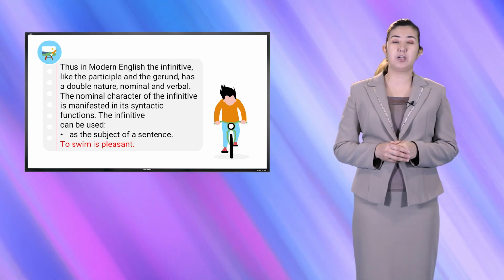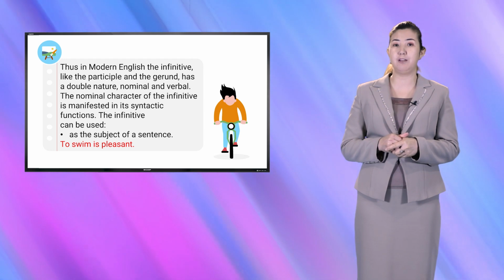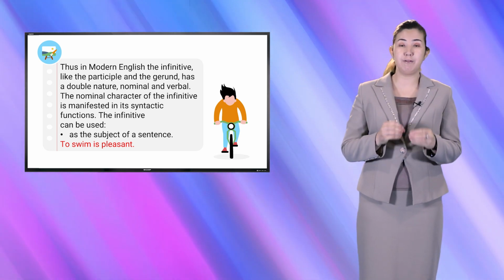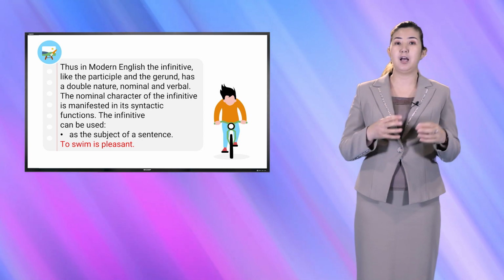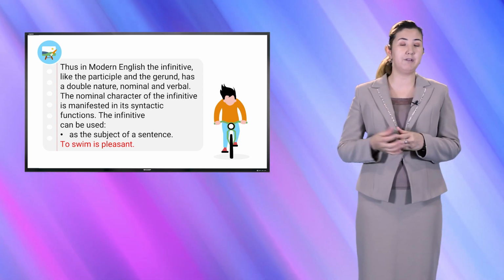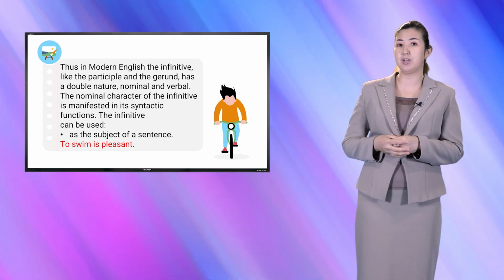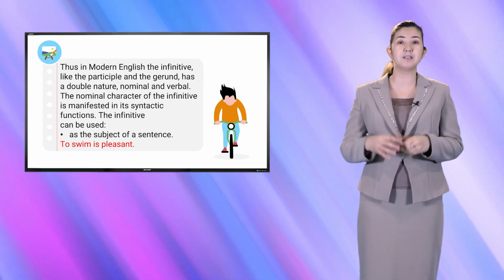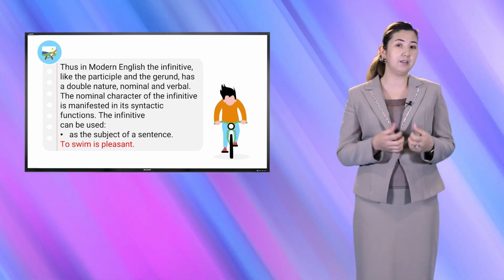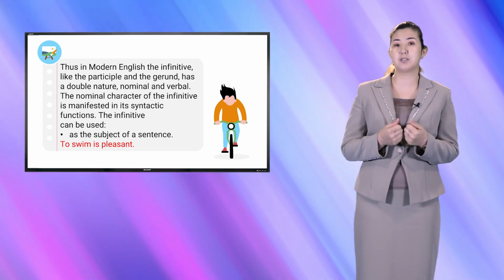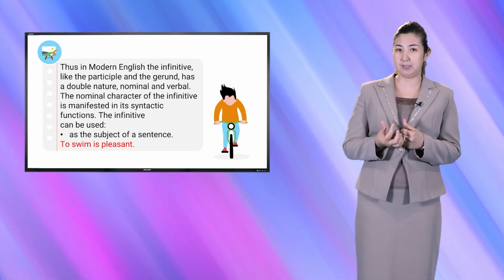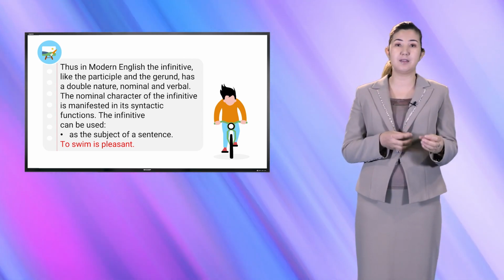Now we will talk about one of the verbals, which is the infinitive, inside out. As you know, the infinitive, like the participle and the gerund, has a double nature, nominal and verbal. According to the nominal character of the infinitive, it can be used as a subject of a sentence, as a predicative of a sentence, and as an object of a sentence. Let's see this nominal character of the infinitive in examples. First, to swim is pleasant. What is pleasant? To swim. To swim is an infinitive phrase in this sentence, and it comes as a subject.